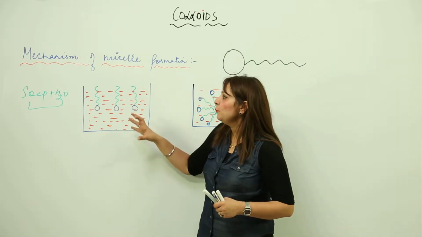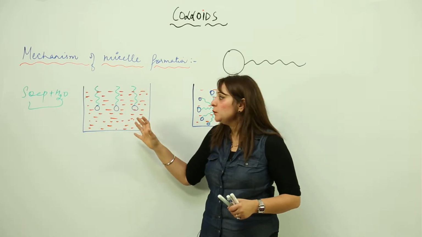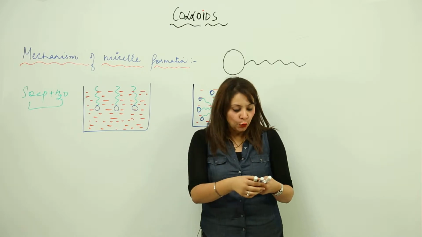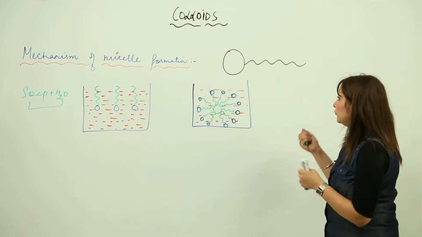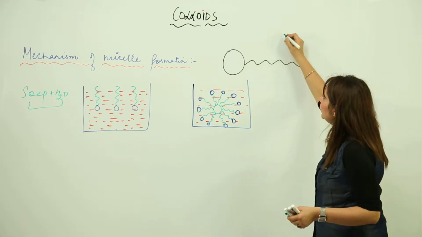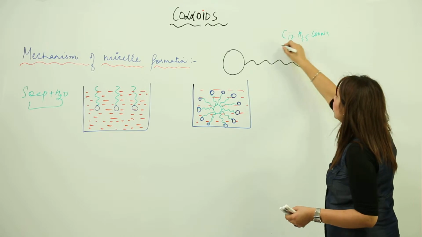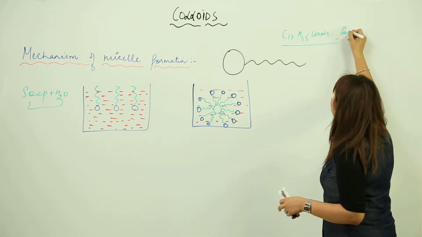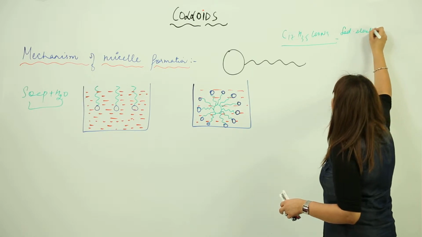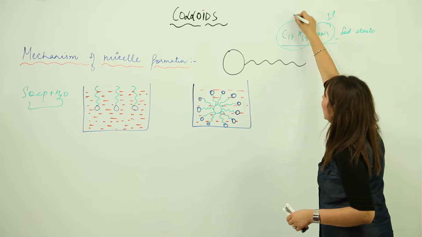The soap molecules arrange themselves in water in this way. As I told you, soap has a tadpole-like structure. Again, I will recall it for you. We have C17H35COONa. Let us take an example of this soap. It is sodium stearate. So this is an ionic part and this is a hydrocarbon chain.